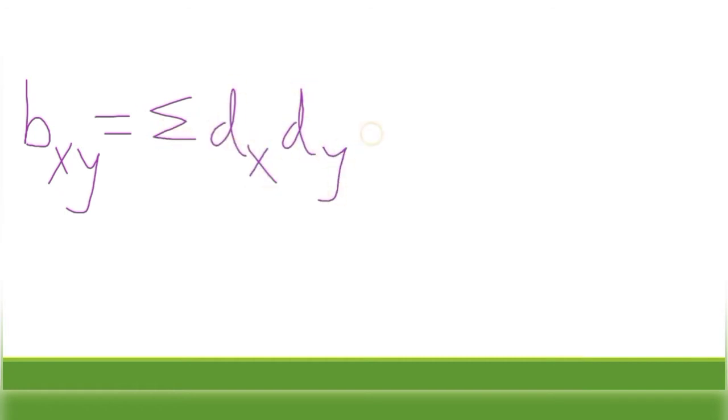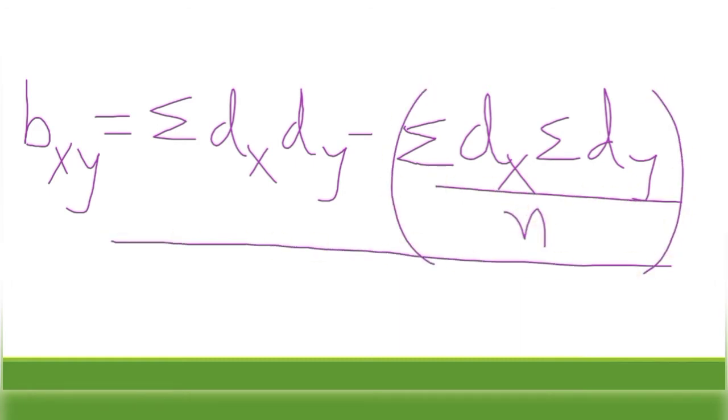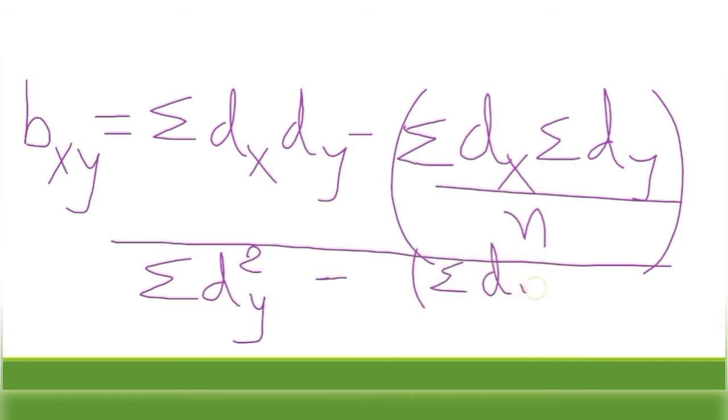Then to find out bxy, it will be bxy equal to sigma dx dy minus sigma dx sigma dy upon n, whole divided by sigma dy square minus sigma dy whole square upon n.